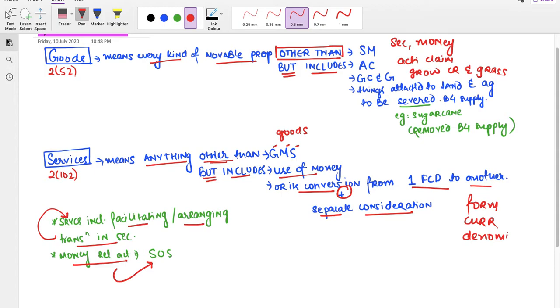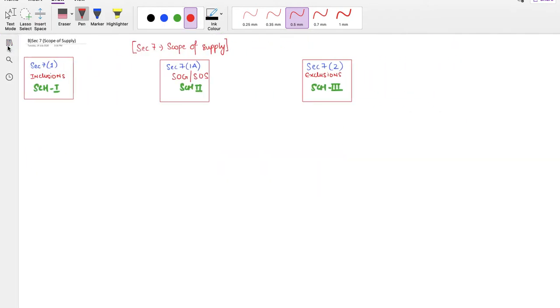Next, let's understand section 7. Now section 7 is all about scope of supply. What are the activities that are included in supply? What are the activities that are excluded from supply? And what are supply of goods? And what are supply of services? Right? So section 7(1) talks about inclusions. 7(1A) talks about whether it is supply of goods or supply of services.